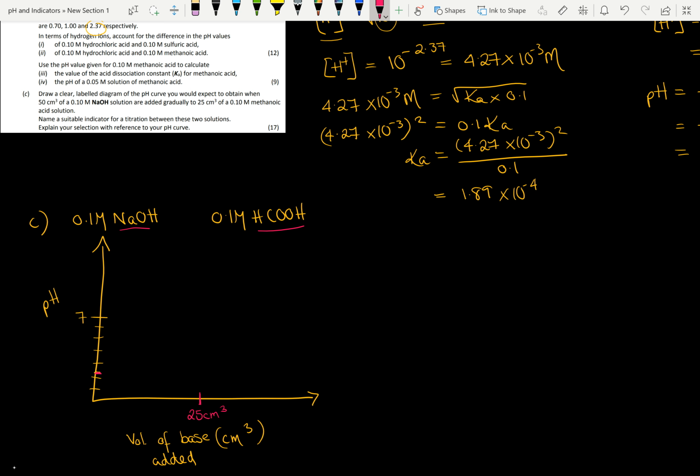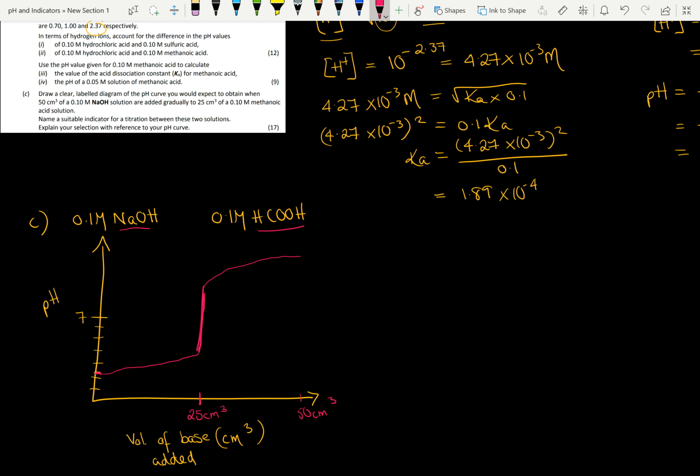So we know that we're going to get a gradual increase of pH as we add our sodium hydroxide, and then we're going to get a significant jump in pH where we have neutralization, and then we're going to keep adding the rest of our sodium hydroxide because we were told that we had 50 centimeters cubed.